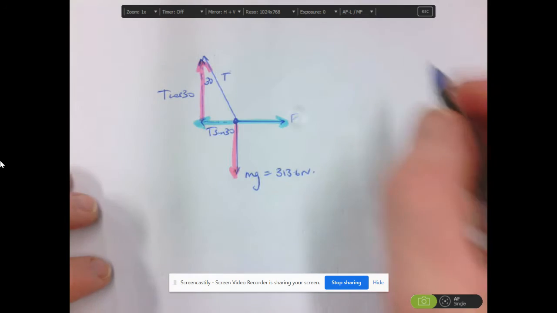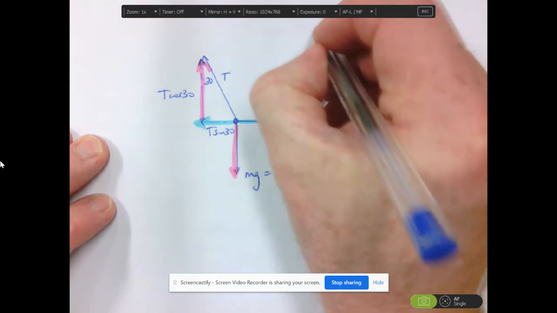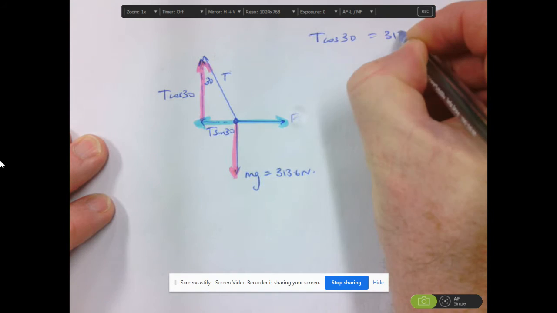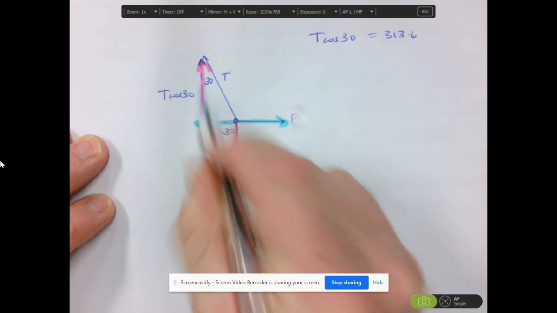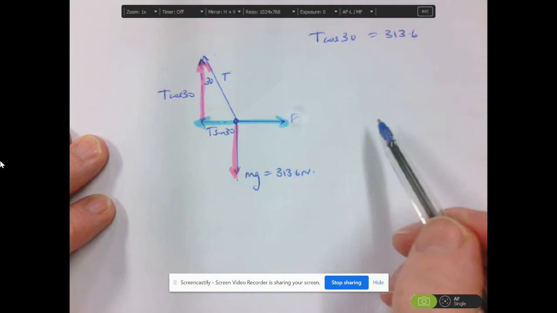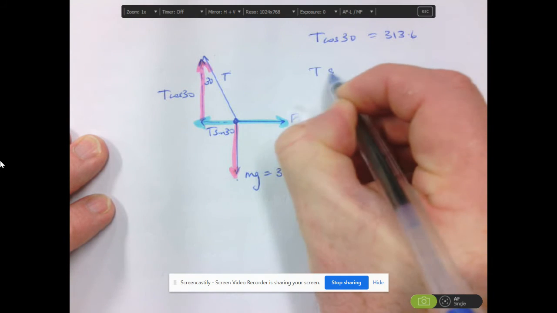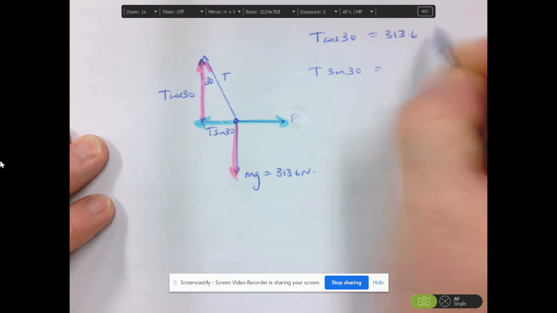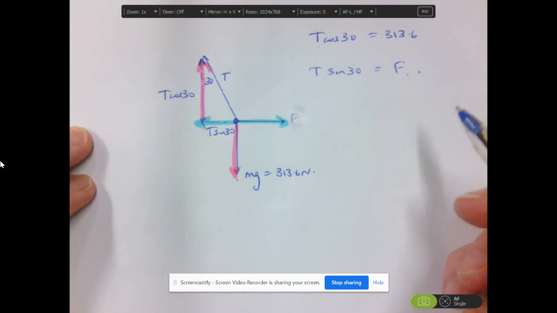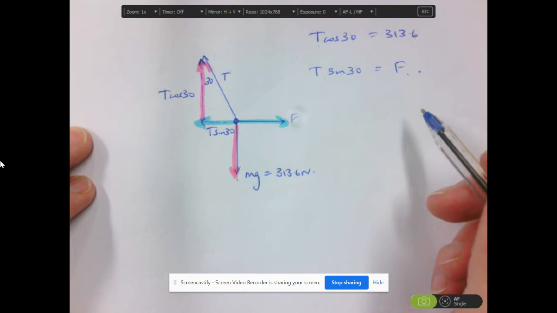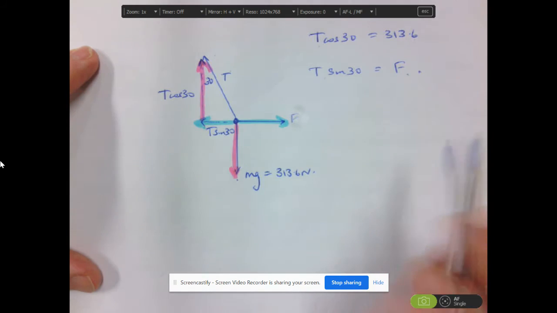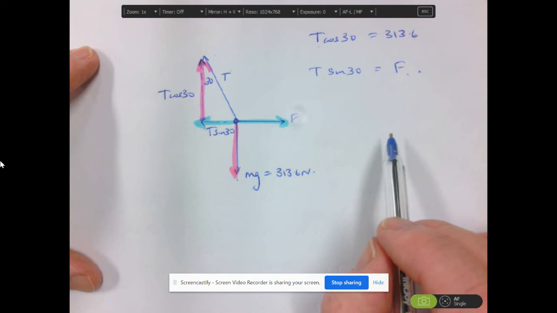So writing down what forces are equal, we know that T cos 30 equals 313.6, because that value there must be equal but opposite to that value there. And we're only talking about magnitudes here. We also know that T sine 30 would equal F. So if I find what T is, I can find F. So this is quite a straightforward and simple one. I'm only going to do a very minor calculation here, and I'll leave you to find the rest of it.